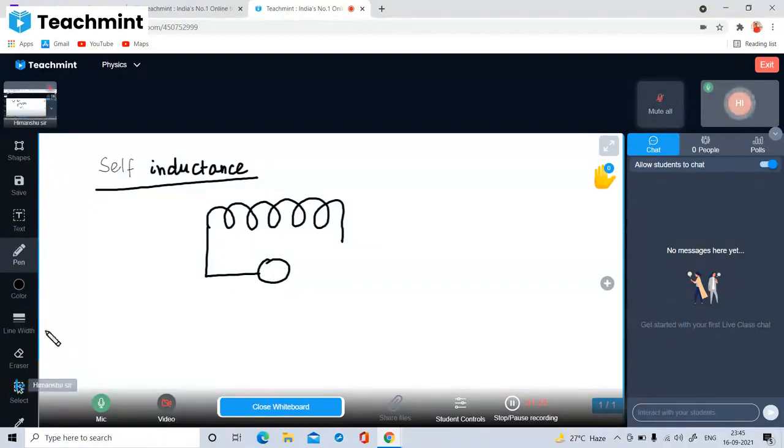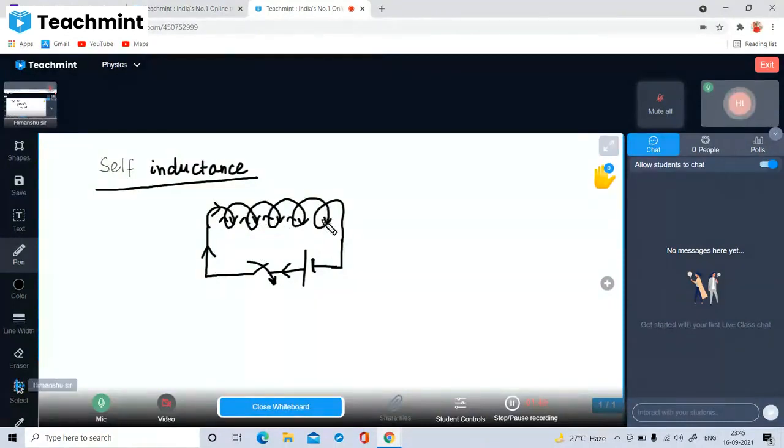When a current is allowed to flow inside it by connecting with a battery. So if we are making it close, then there is an increase in current.